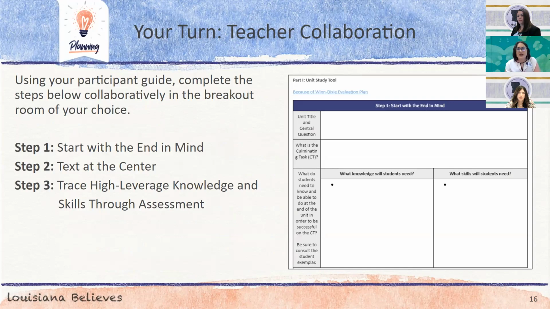So we're going to have you participate in some breakout rooms. You're going to take about 15 minutes to collaboratively complete the first 3 steps of the unit study protocol in part 1 of your participant guide. A staff member from the LDOE will also be in your room to answer any questions you may have. Again, the links are going to be dropped into the chat for Because of Winn-Dixie, the Whipping Boy, and the Birch Bark House participant guides. You will be using part 1 of that participant guide to participate in these breakout rooms. Please join the room that you want to focus on.